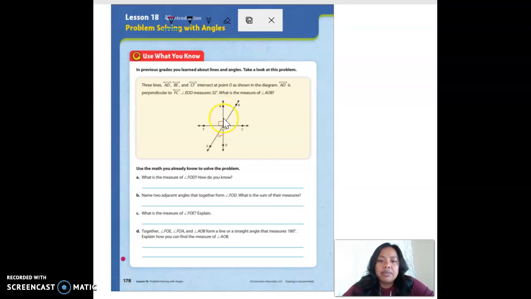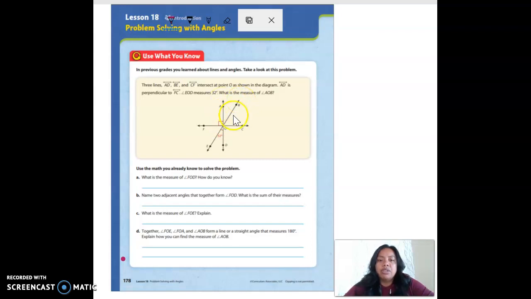AD is perpendicular. That means it makes 90 degrees, that box represents that 90 degrees, is perpendicular to FC. So that means they make 90 degrees in all 4 quadrants here, just like a coordinate plane. This figure right here represents the angle. Angle EOD measures 32 degrees. So here's angle EOD, it measures 32 degrees. What is the measure of angle AOB? So what is the measure of angle A, O, and B here?